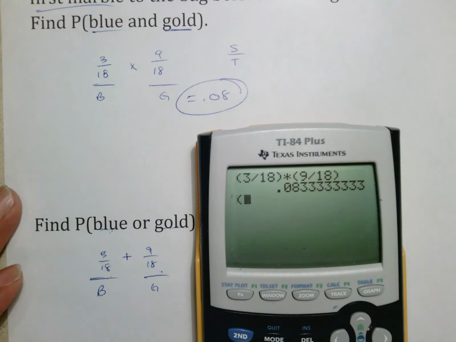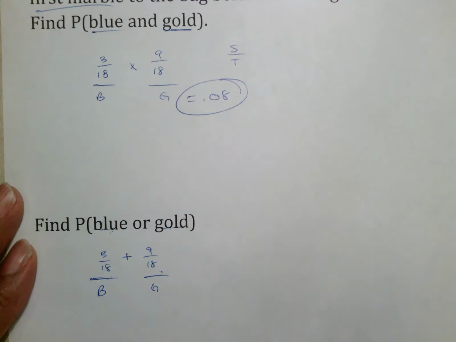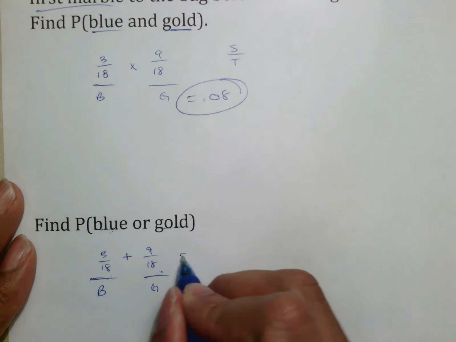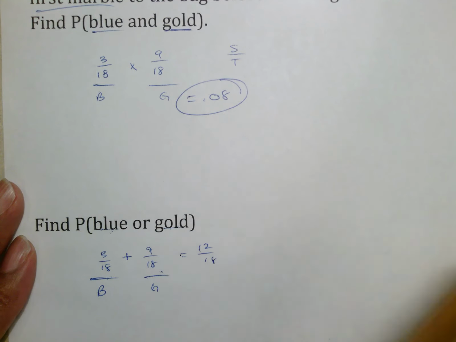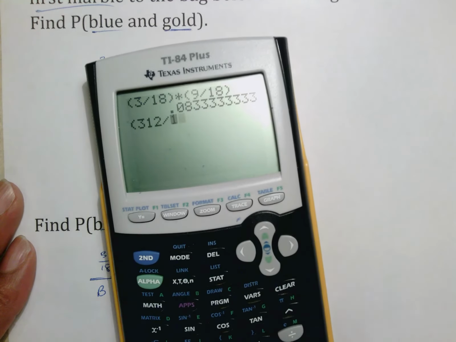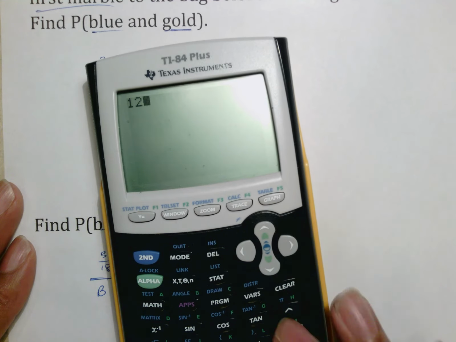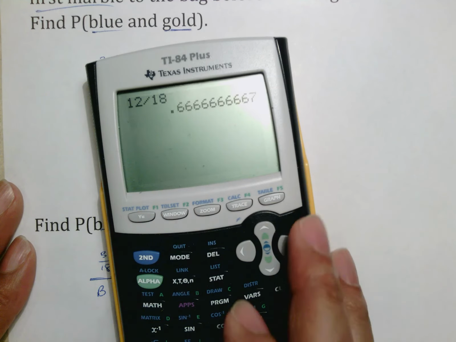So we now do 3/18. Actually, I don't think we need that. Common denominator, 3 plus 9 is 12 over 18, which means that we do 12 divided by 18. Oops. 12 divided by 18, which is 0.67.